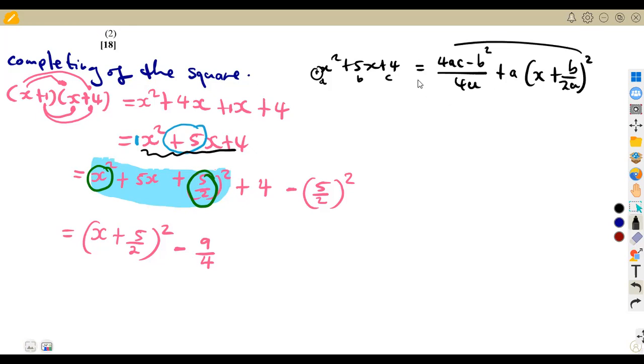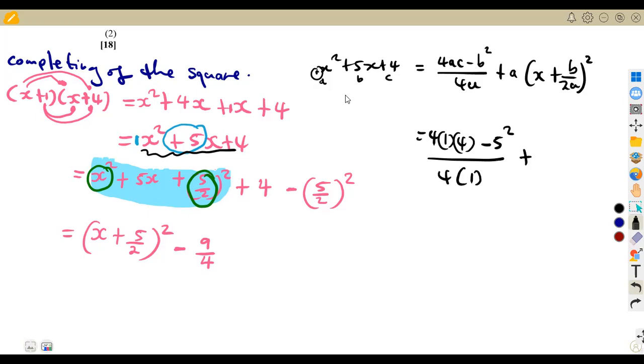So you're supposed to know this, because so far we do not have this in our formula sheet, unless maybe in the coming years they are going to bring this. So now let us substitute and see. It's going to be 4 times a, our a here is 1, times c, our c is 4, minus b squared, our b, which is 5. So it's going to be 5 squared over 4 times a, which is 1. All right, plus a is 1. So it's 1 into x plus b, our b here, which is 5. So it's 5 over 2 times a, which is 1. So that's it to the exponent of 2.